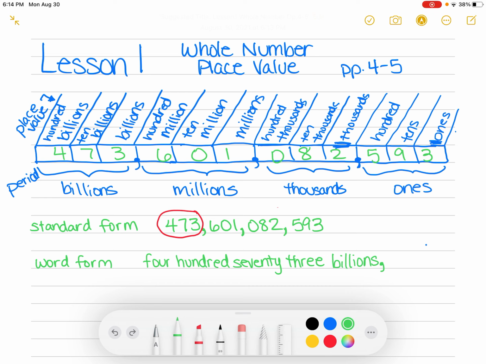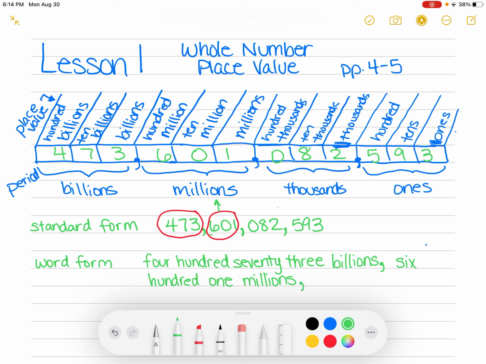So the next one is 601. Okay, we don't say "and one." We say 601. And then we're going to write the period that one's in. Well, that one's in the millions place. So we're going to put 601 million. Millions. And then a comma.